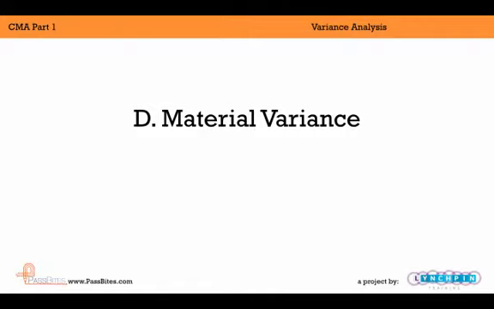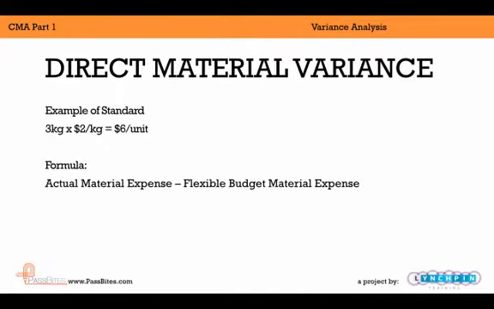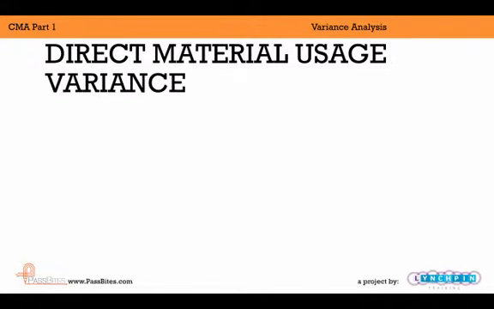Attaining efficiency in buying and using materials require good control over both the price paid for the materials and the quantity of material used in production. Now, since price and usage can move in opposite direction, we must analyze the total variance of material by breaking it down into its price and quantity components. First, we will be doing a material usage variance.